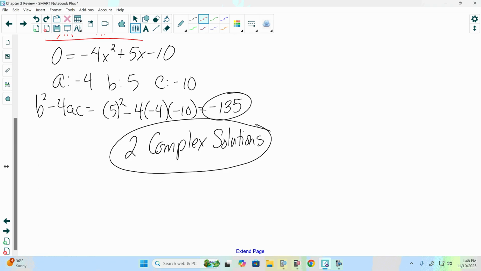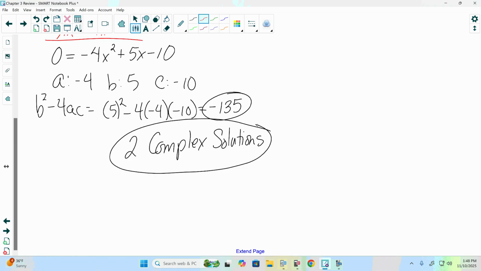Now, the answer key for the review also has the solutions, because on the review sheet I did ask you to go on and solve it. On the test, you're not going to be asked to solve it. All you're going to be asked to give is these two things: the value of b squared minus 4ac and the number and type of solutions. So for this, if it was on the test, we would give negative 135, two complex solutions, and that's it. We don't need anything else.